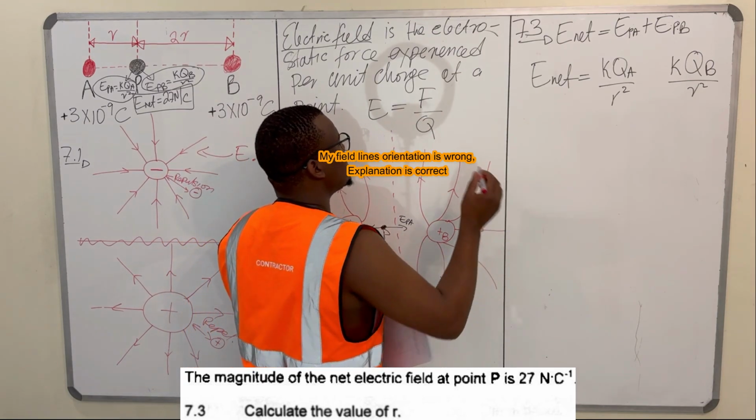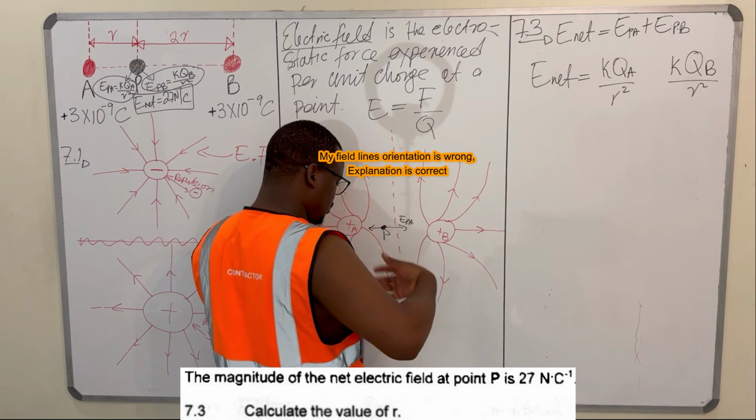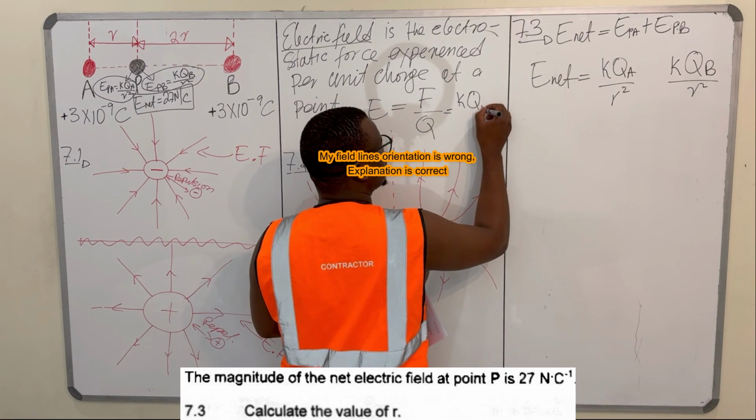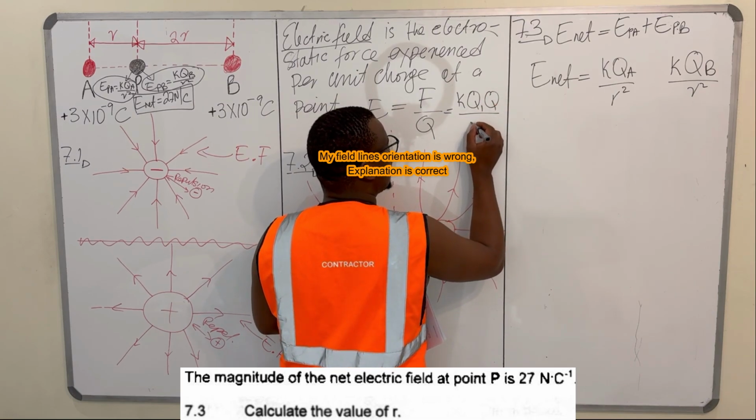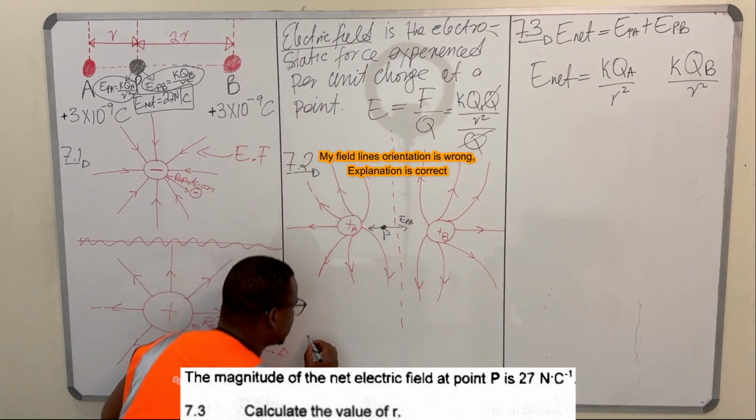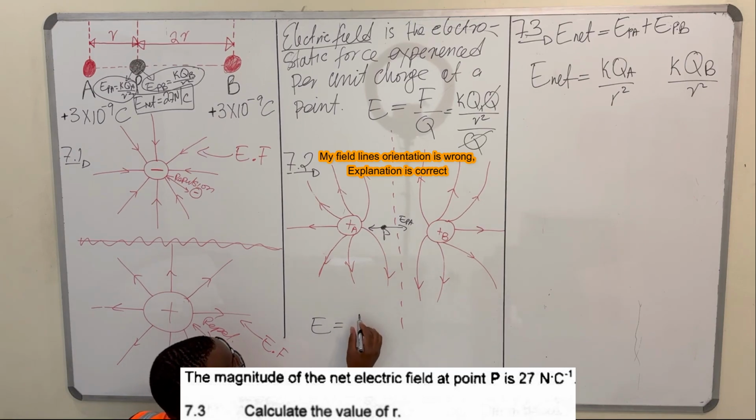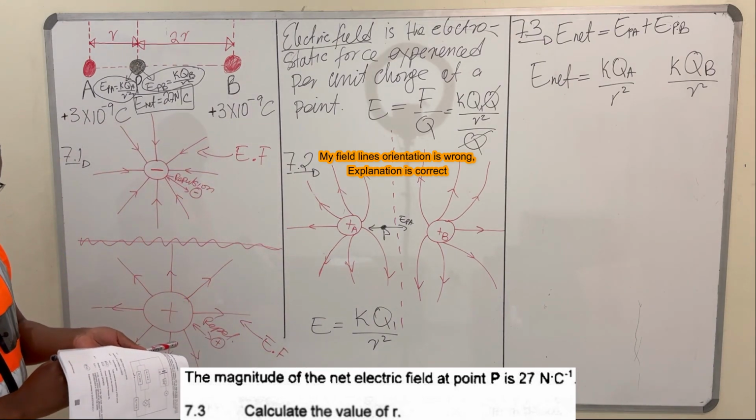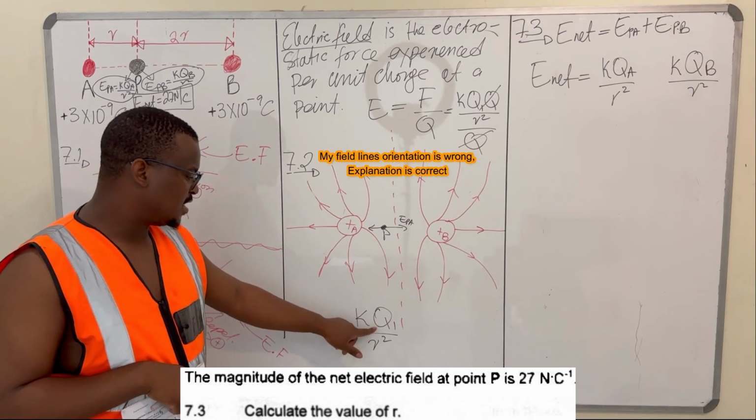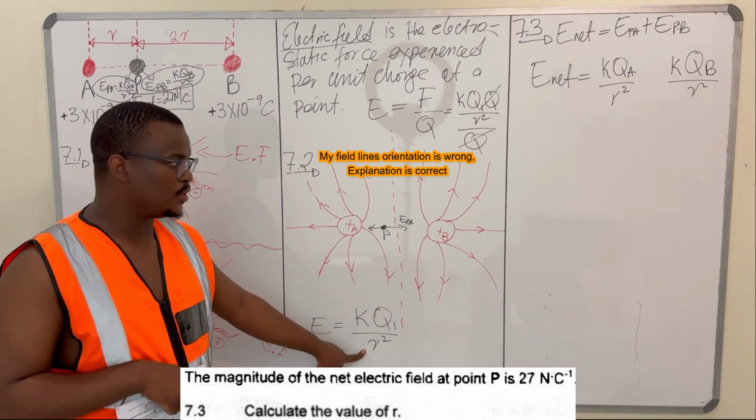I said that an electric field is the electrostatic force per unit charge. So how do you find an electrostatic force? You use Coulomb's law: k Q1 Q over r squared, all divided by Q. So the Q's cancel, and your electric field is equal to k Q1 over r squared. Very similar to Coulomb. So you can see that the magnitude of your electric field is directly proportional to the charge and inversely proportional to the square of the distance between them.